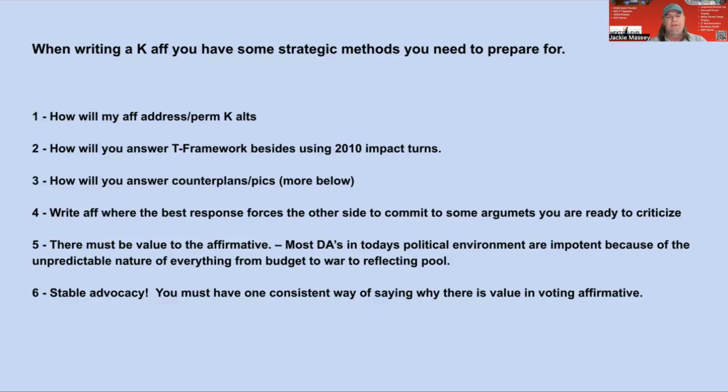Number three, how will you answer counterplans or picks? I think that's the best strategic way that policy teams engage K teams, as they start picking out of their plan or advocacy statement.